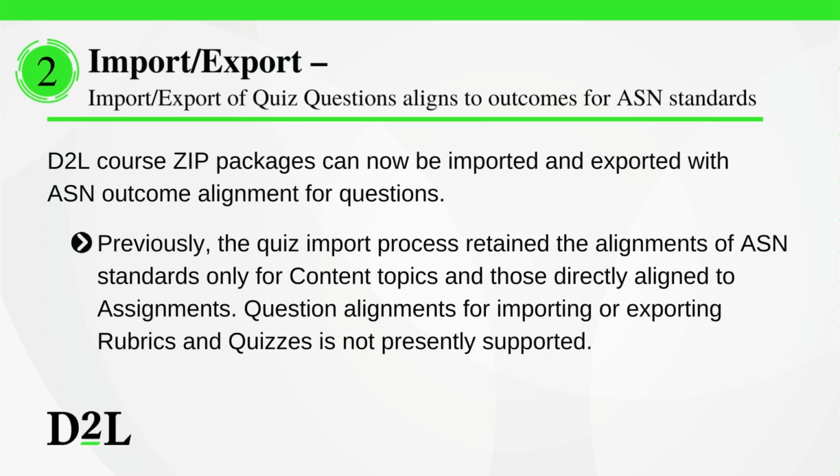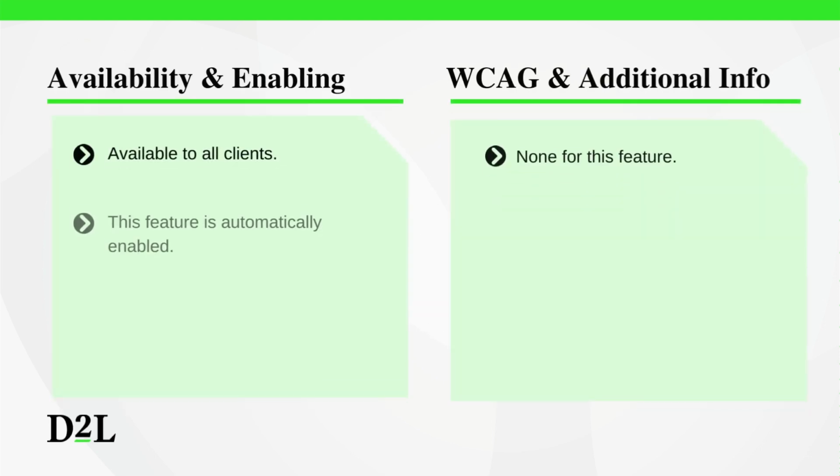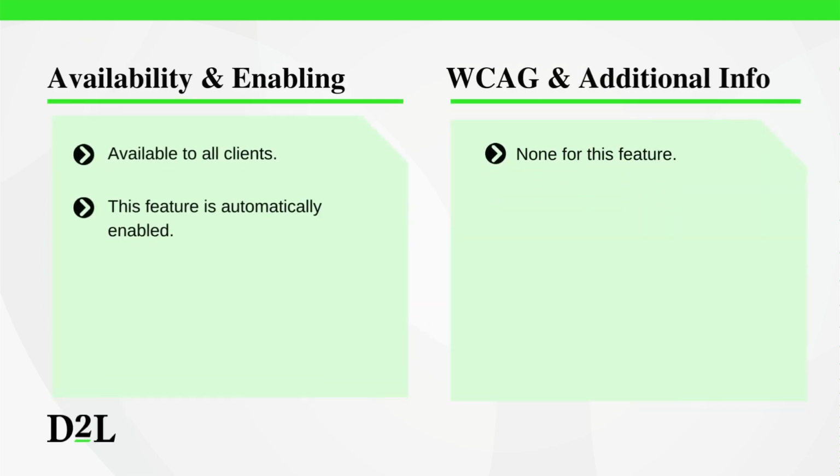With the Import-Export tool, D2L course zip packages can now be imported and exported with ASN outcome alignment for questions. Previously, the quiz import process retained the alignments of ASN standards only for content topics and those directly aligned to assignments. Question alignments for importing or exporting rubrics and quizzes is not presently supported. The Import-Export feature is available to all clients and is automatically enabled.